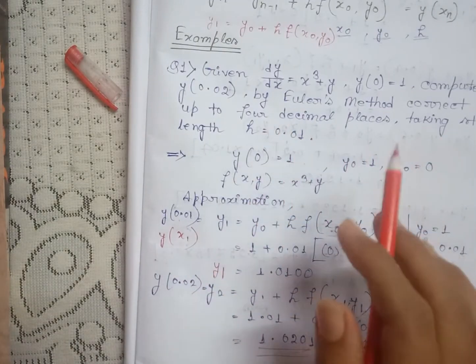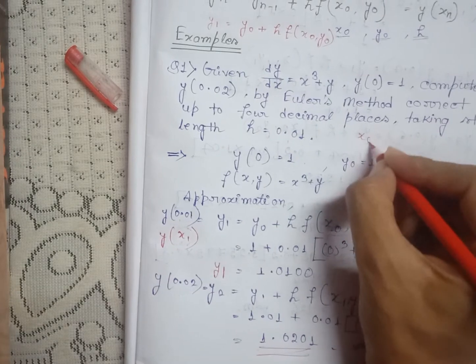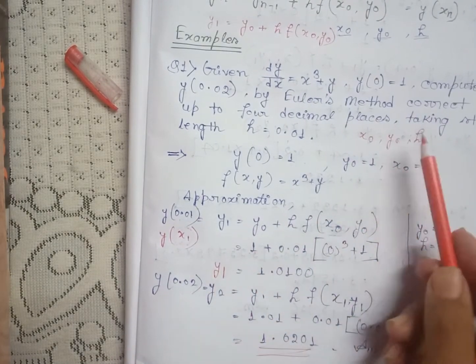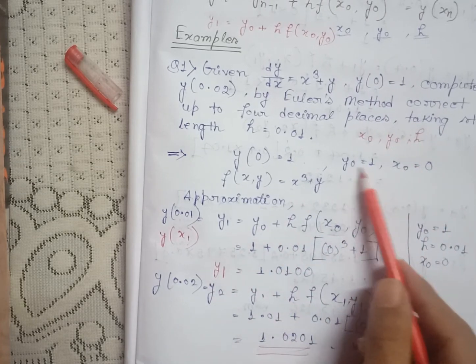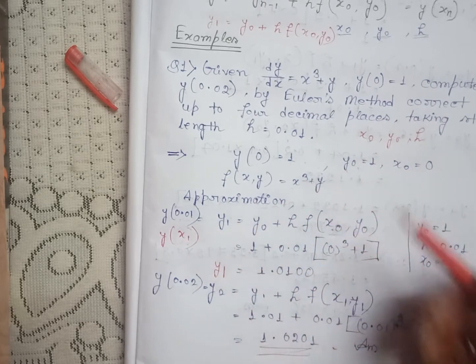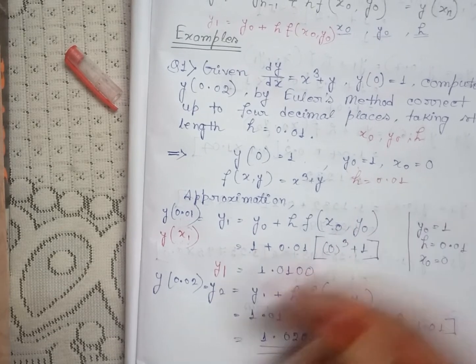So one more time, we just need to keep in mind that we will be using the values of x0, let me just write them down, x0, y0 and h. These are the values that are going to be useful, right? So we have written them down. y0 is 1, x0 is 0, and the given value of h is 0.01.